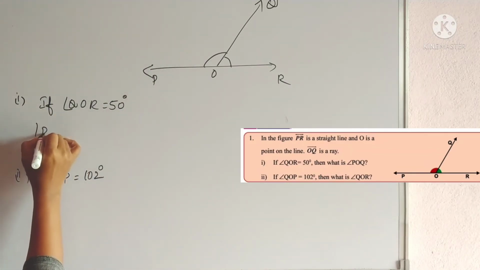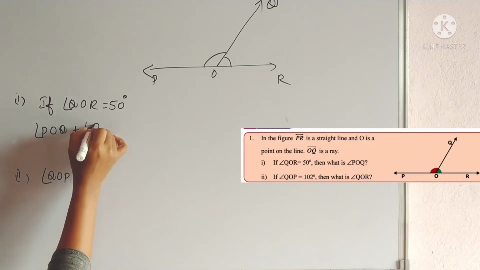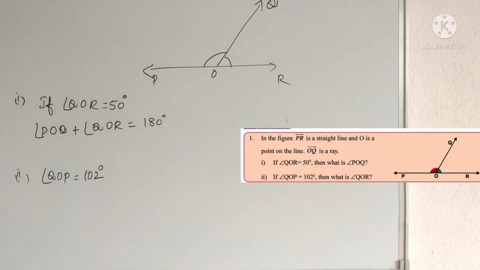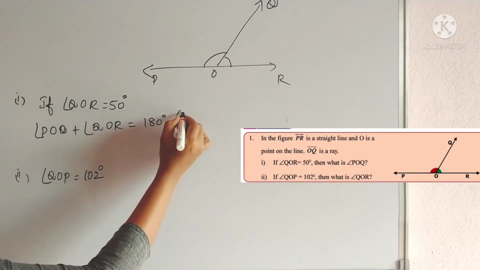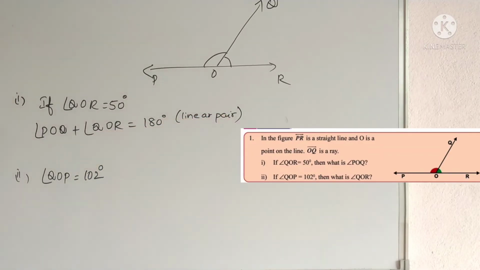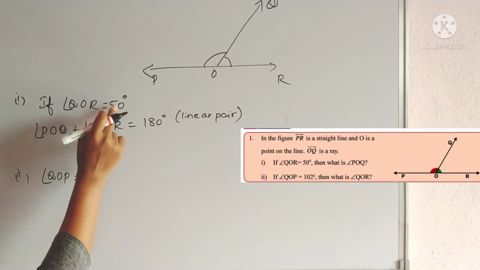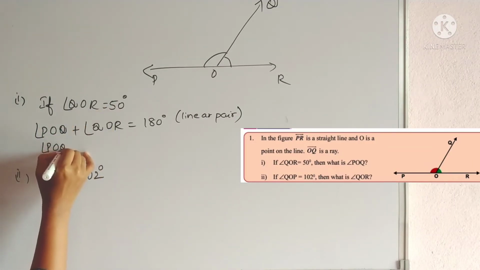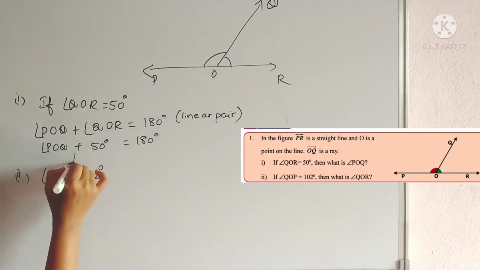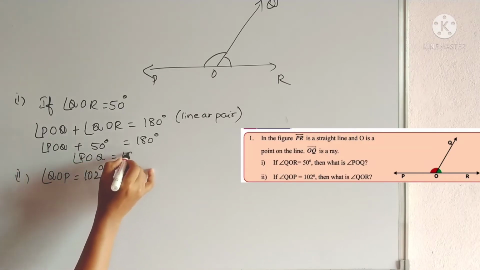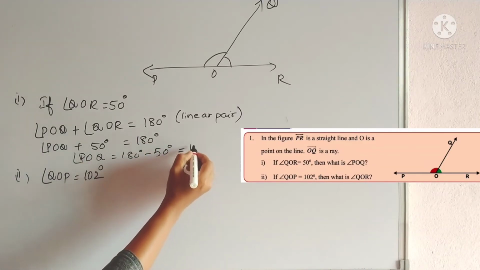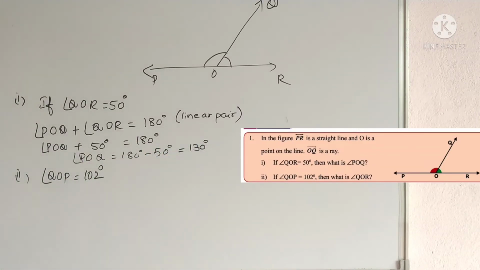So we can write angle POQ plus angle QOR equals 180, because they are forming a line, so they are called linear pair. Linear pair means their sum is 180. We know angle QOR is 50. So angle POQ plus 50 degrees is equal to 180. So what is angle POQ? 180 minus 50, if we transpose this plus 50. So it is 130 degrees.